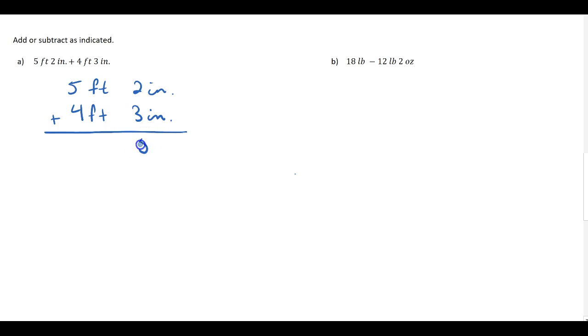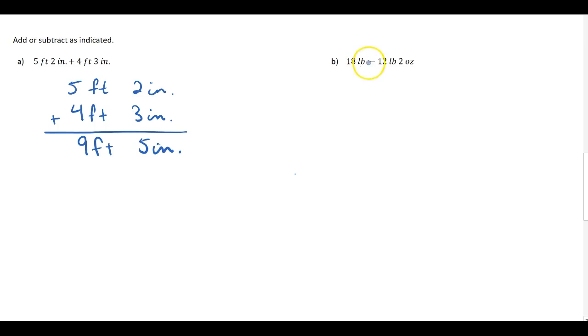So adding my inches, I get 5 inches. Adding my feet, I get 9 feet. So 5 feet 2 inches plus 4 feet 3 inches gives me 9 feet 5 inches. The only thing about addition and subtraction is you have to be careful. Do you have enough inches left over to make another foot? This particular case, no, because it takes 12 inches to make a foot. But if you do, it's just like having a mixed number with an improper fraction. We can't leave it that way, okay?